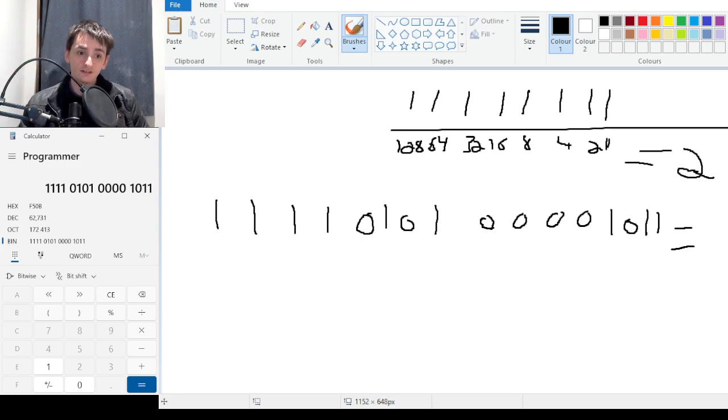I'll maybe confirm first. That is 1, 1, 1, 1, 0, 1, 0, 1, 0, 0, 0, 0, 1, 0, 1, 1. Yep. So that would be, apparently, according to our decimal value, 62,731.